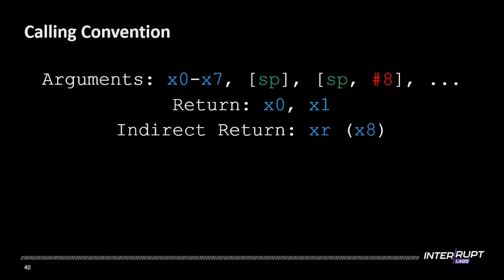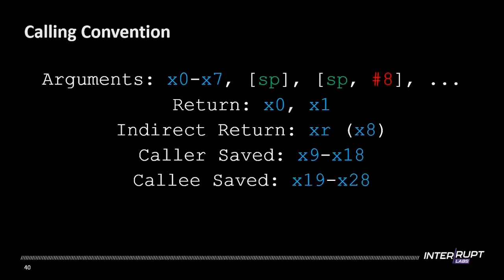Another thing that's important is how the other registers are handled. So x9 to x18, it's up to the caller to save those if they contain anything important. The callee is free to overwrite them. x19 to x28, however, that's the responsibility of the callee to save. So if the callee wants to use any of these registers, they must save them at the start of the function and restore them at the end of the function.